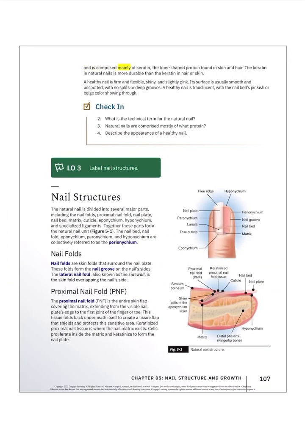and is composed mainly of keratin, the fiber-shaped protein found in skin and hair. The keratin in natural nails is more durable than the keratin in hair or skin. A healthy nail is firm and flexible, shiny, and slightly pink. Its surface is usually smooth and unspotted, with no splits or deep grooves. A healthy nail is translucent, with the nail bed's pinkish or beige color showing through.